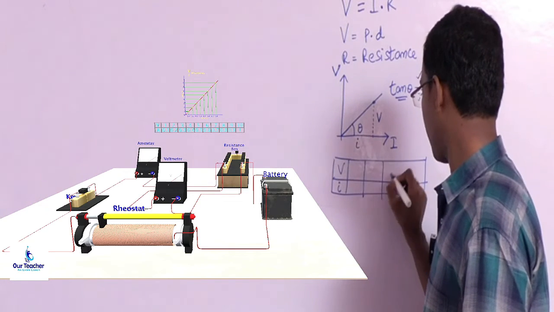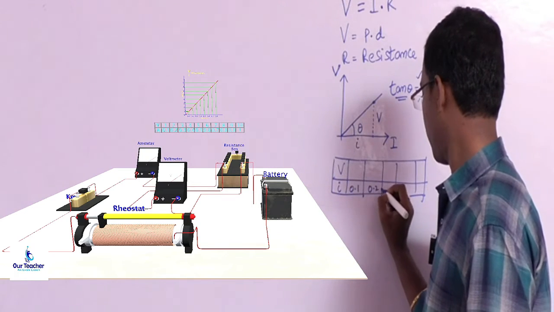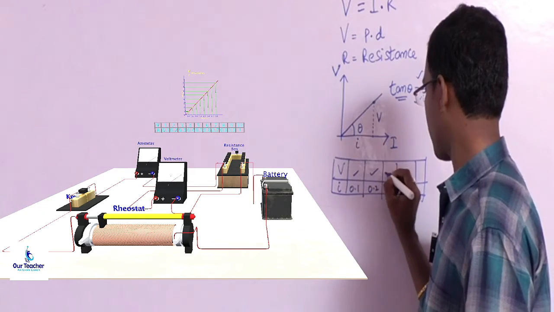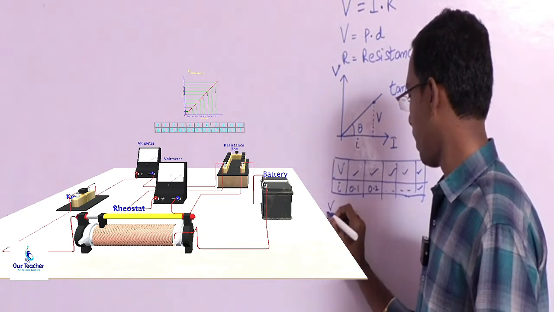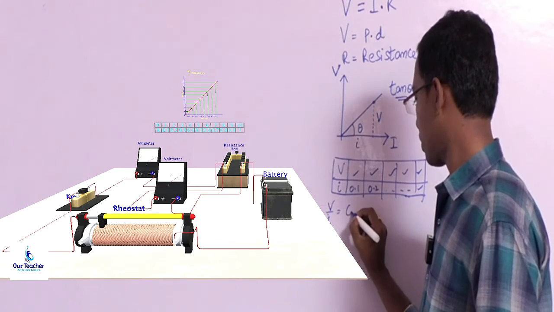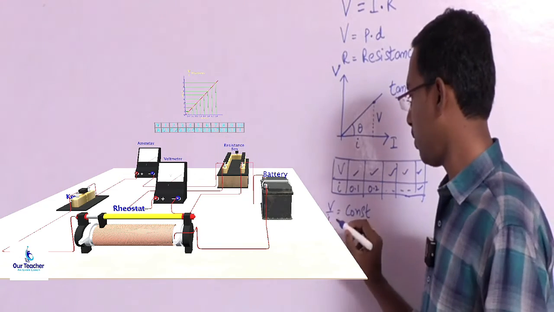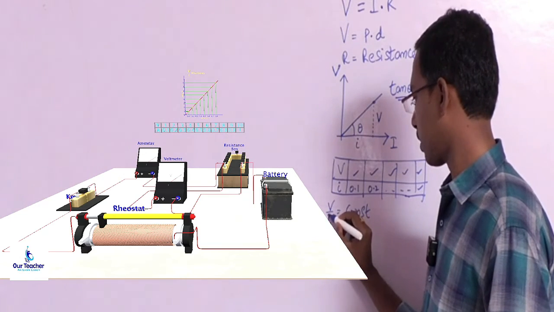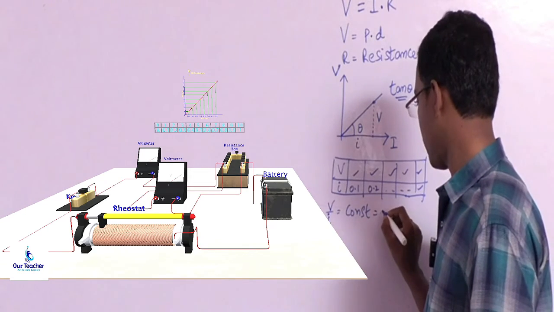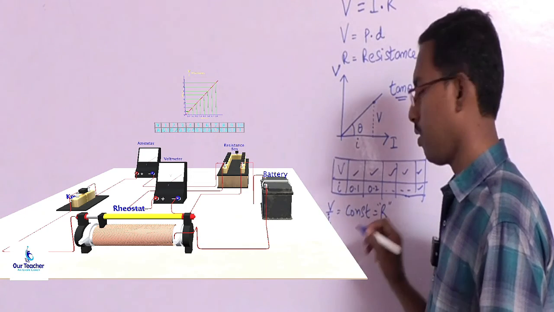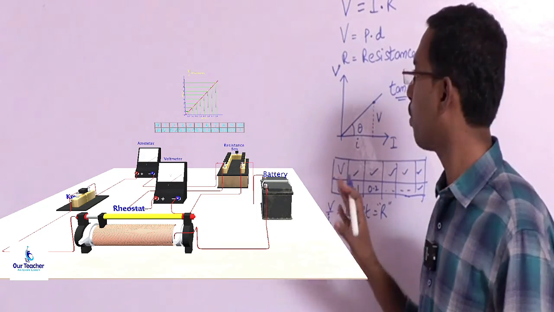By taking a table for voltage and current, we may observe from this activity that for different values of I, like 0.1, 0.2, we have different values of voltage. And here, the ratio of V by I is constant. From the animation, it is clear that the voltage to current ratio is maintained as constant, which means that the resistance is constant for this entire activity without any variation in temperature. Hence, Ohm's law is verified.